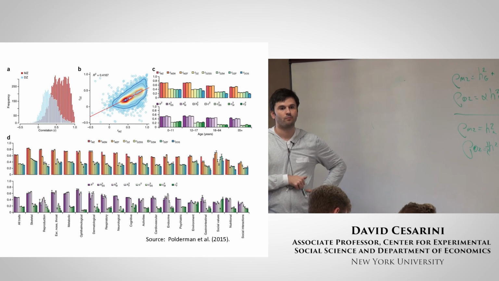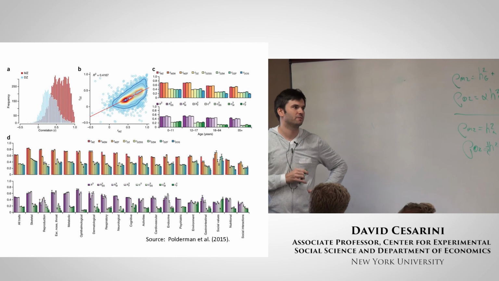When you're saying that non-random mating would downwardly bias it, you're assuming positive assortative mating? Yeah, I'm assuming positive assortative mating, and I think that's always what happens.